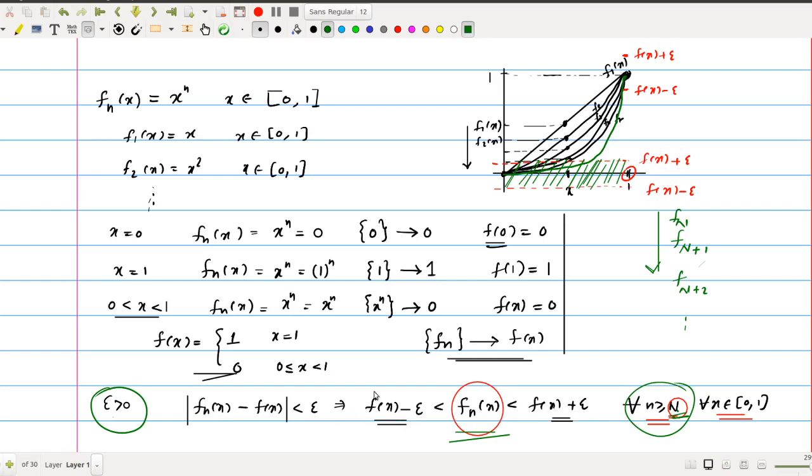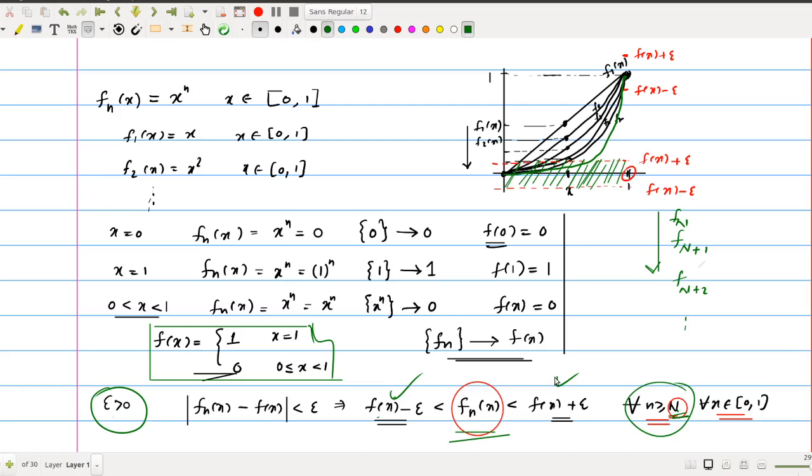If you are aware of the limit function, which is what we call the limit of fn of x, then construct two functions, f of x minus epsilon and f of x plus epsilon, and find a stage capital N such that the graph of fn of x after this capital N should lie between these two functions, f of x plus epsilon and f of x minus epsilon. Okay, so this is the geometrical meaning of uniform convergence.